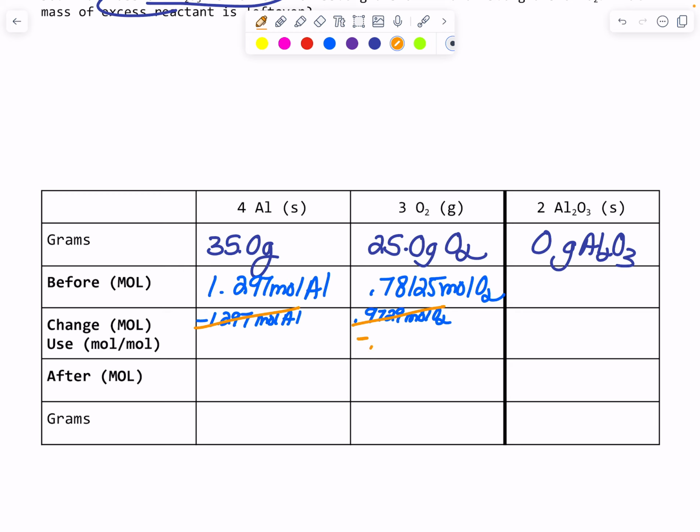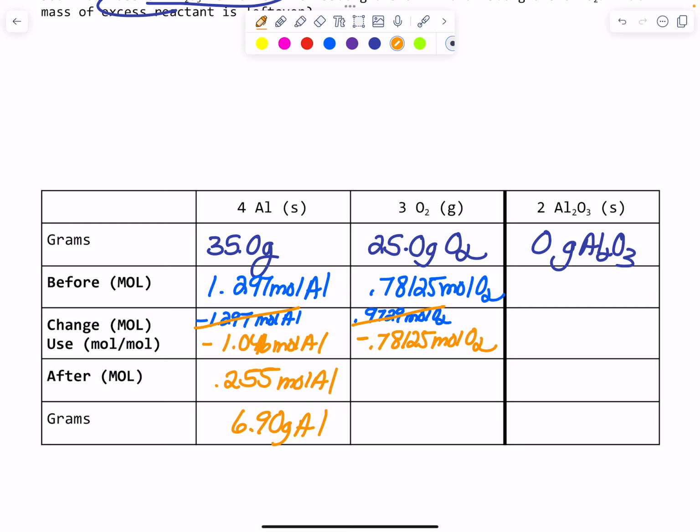I'm going to use up all my oxygen. And when I use up all my oxygen, I will also use 1.0416 moles of aluminum, meaning that left over, I would have 0.255 moles of aluminum, or 6.90 grams of aluminum. I would use up all my oxygen, so I have no moles and no grams left over.